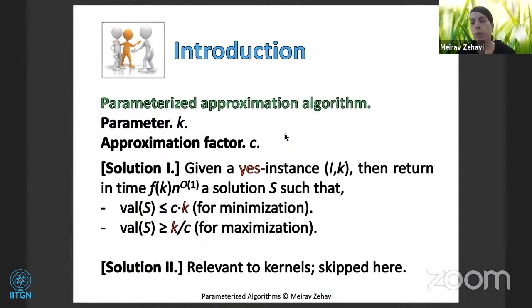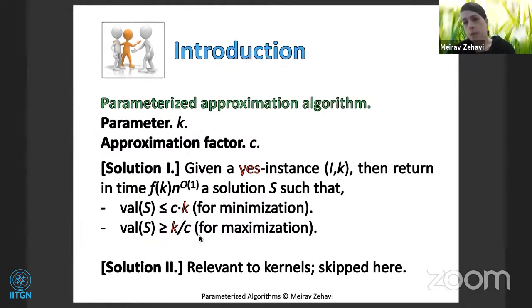There are several ways in which one can define parameterized approximation algorithms. Here I will give the following, just because it is the easiest, I think, to understand. But for other purposes, the other definitions might be more suitable, for example, for kernels, but this you will see in other talks. So here the definition will be as follows. Only if we are given a yes instance do we need to have an approximate solution with the approximation factor that we are looking for. In any case, we want to run in time that is f of k times polynomial in the input size, but only if it is a yes instance, only if there is a solution of size at least or at most k. Only in this case do we have to return a solution whose size is at most c times k or at least k over c.